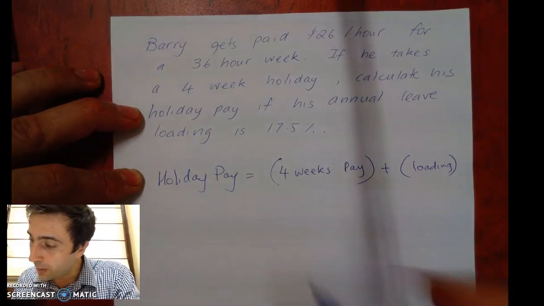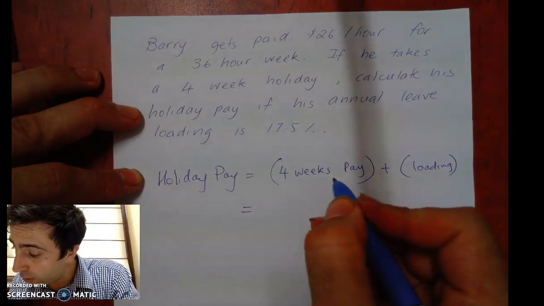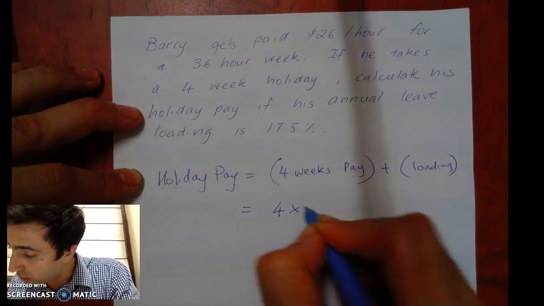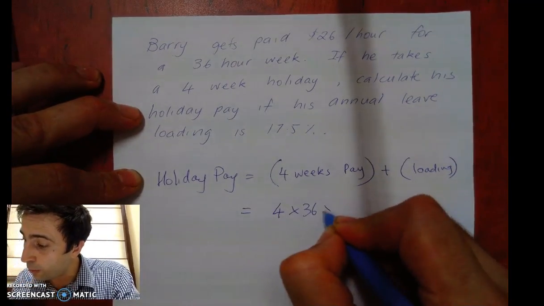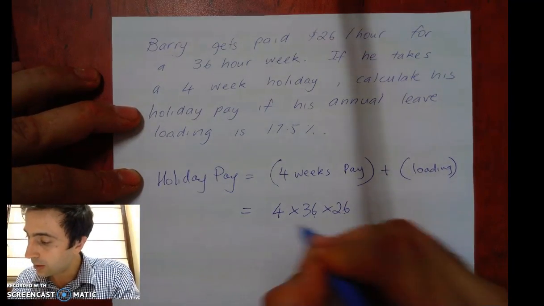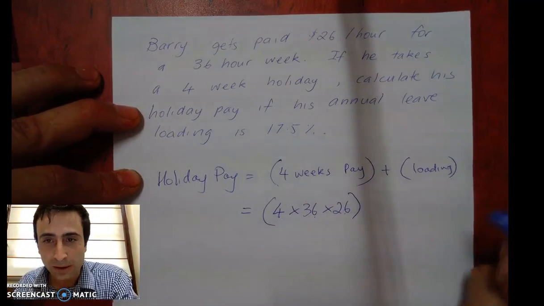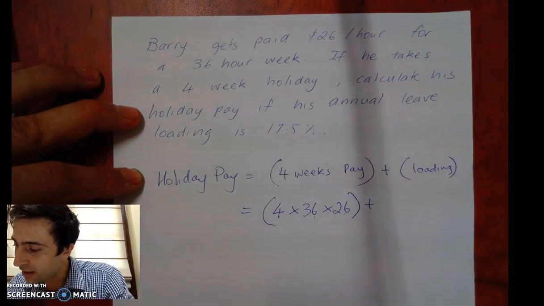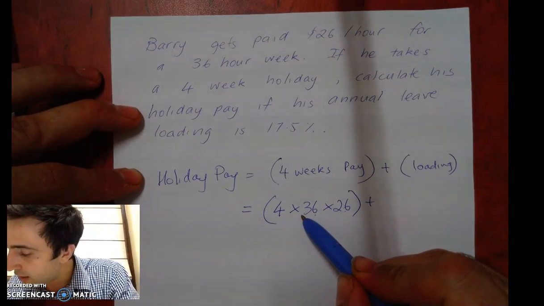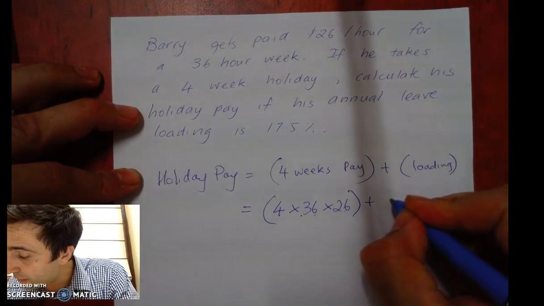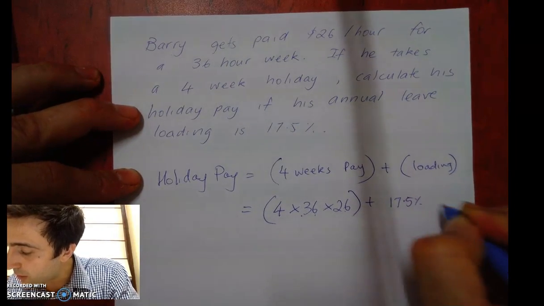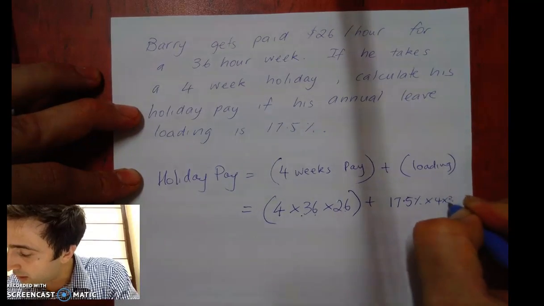So how do we do 4 weeks pay? That's 4 times 36 times $26 an hour: a 36-hour week, $26 an hour, for 4 weeks. Plus, and this is the cheeky bit, the loading is 17.5% of what he earns in those 4 weeks. So that's 17.5% times 4 times 36 times 26.